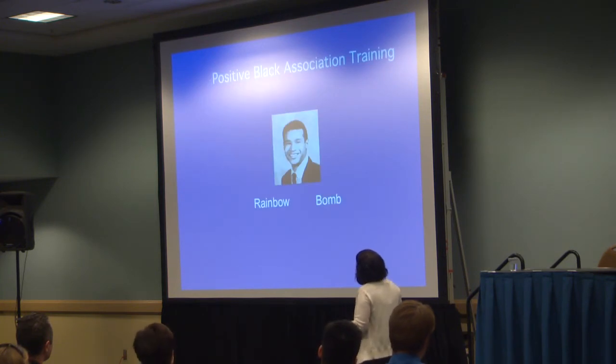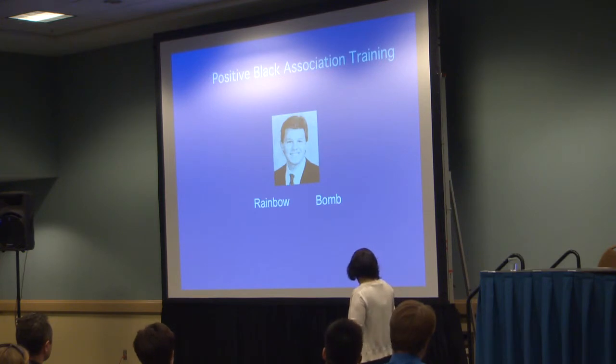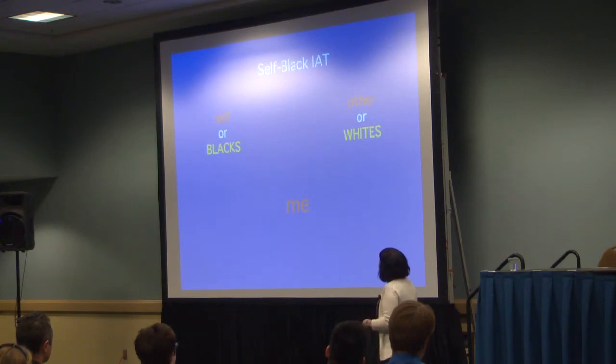So participants were brought into the lab and we gave them the valence training, in which we told them whenever you see a black person, choose a positive word. Whenever you see a white person, choose a negative word. And we gave the opposite for the negative black association training: choose a negative word for blacks and a positive word for whites. Once again, 480 trials. And then we gave them a self-black IAT.